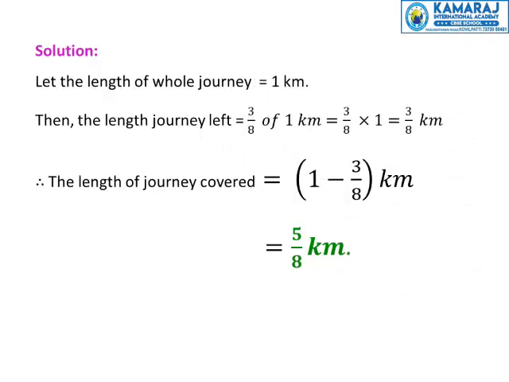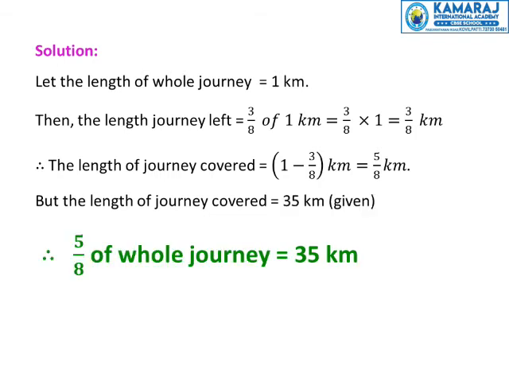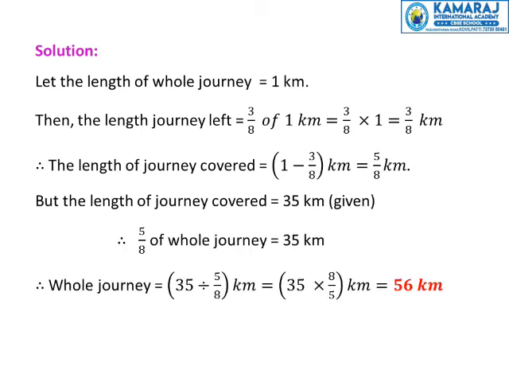Therefore the length of the journey covered is 1 minus 3 by 8 kilometer, which is equal to 5 by 8 kilometer. But the length of the journey covered is 35 kilometer, which is already given in the problem. Therefore 5 by 8 of the whole journey is equal to 35 kilometer. We need the whole journey. Therefore the length of the whole journey is equal to 35 divided by 5 by 8 kilometer.